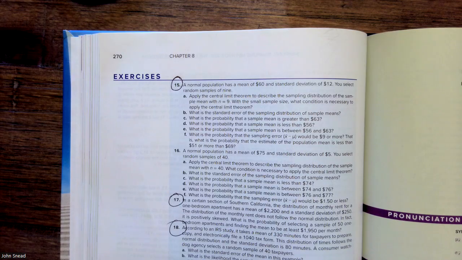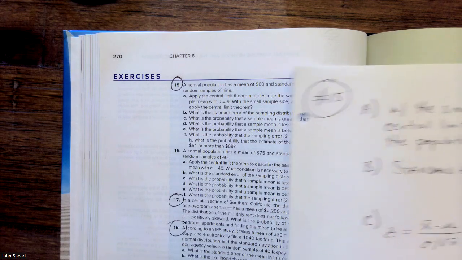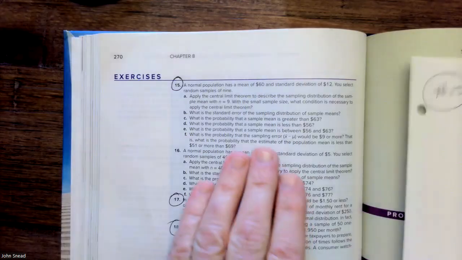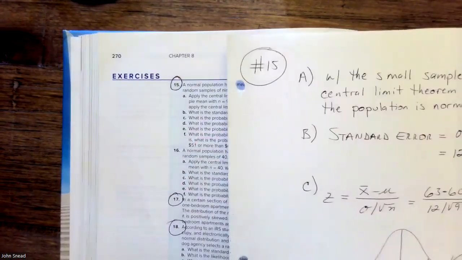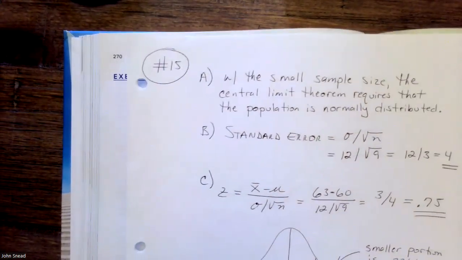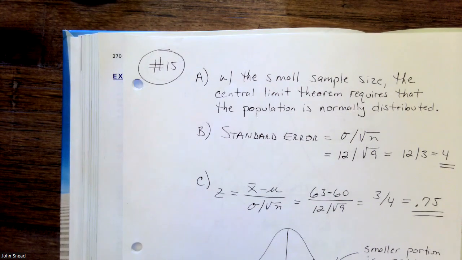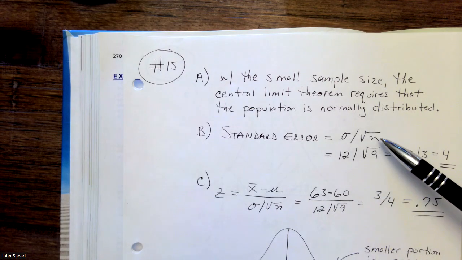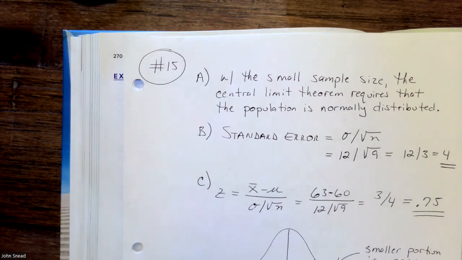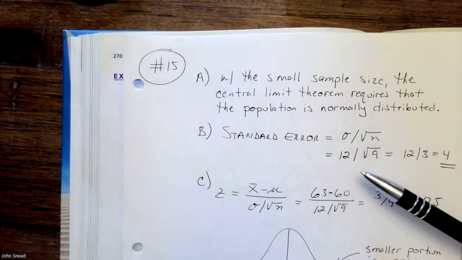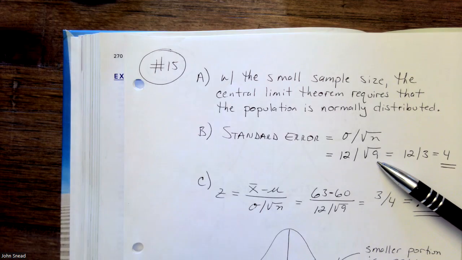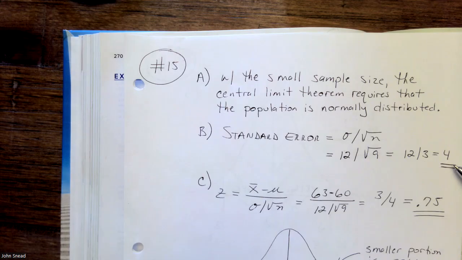I went ahead and worked out some of these others. So let's go through these. For part B, what's the standard error? Remember that the standard error is the standard deviation of the sampling distribution of the sample means. And we calculate the standard error by simply taking the standard deviation divided by the square root of the sample size. So in this particular case, the standard deviation is 12. The sample size was 9. So we get 12 over the square root of 9, which is 3. So the standard error is 4.